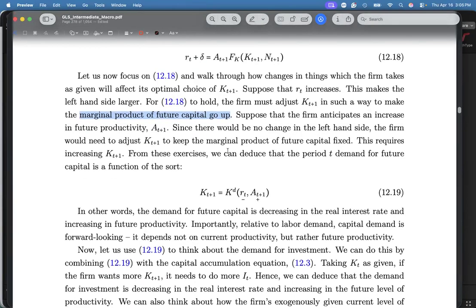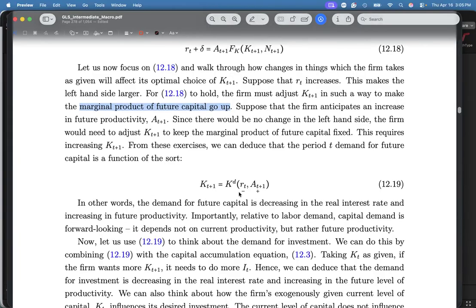Okay. So that means the relationship between R and KT plus 1 is negative. As R is rising, KT plus 1 must fall in order for the marginal product of capital to rise to match the increase in RT. Okay, so this equation 12.18 implicitly defines your demand for capital.